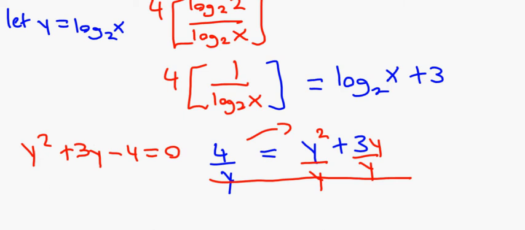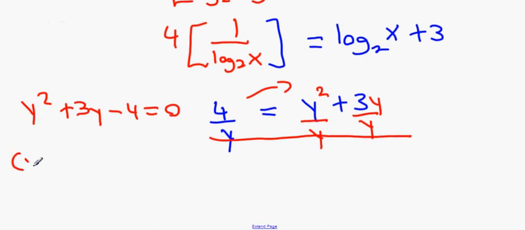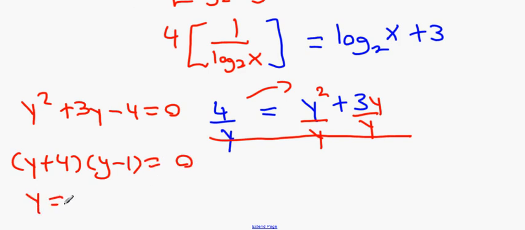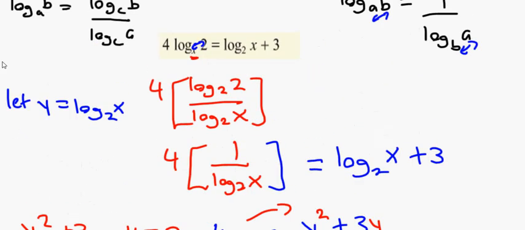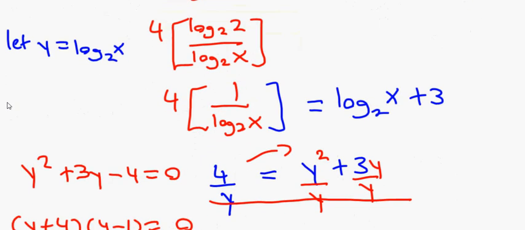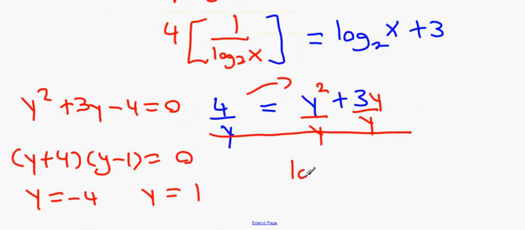We need to factorize this. And when we factorize this, we're going to get y plus 4, y minus 1 equals 0. We're going to get y equals minus 4 and y equals 1. Convert back what y is. Y is log x to the base 2. So log x to the base 2 equals minus 4.